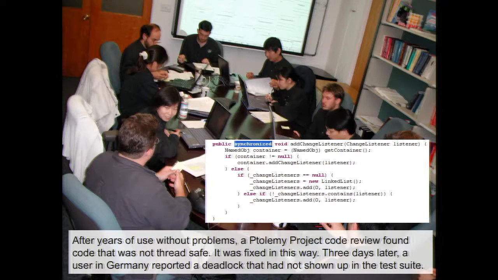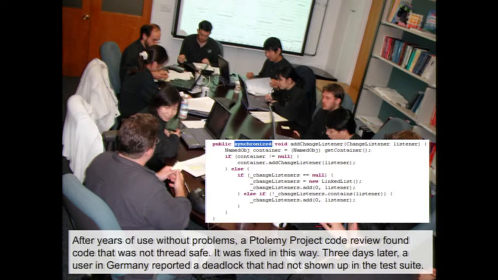And we were reviewing code that had actually been used for years, and in every use of the Ptolemy system, this code was central. It was being used all the time, okay? And it was being used in a multi-threaded context, and it was being used on multi-core machines. And it had worked for years without a problem, okay? But in the code review, the students identified that it was, in fact, not thread safe. In fact, it was exactly the deadlock risk that I just showed you.